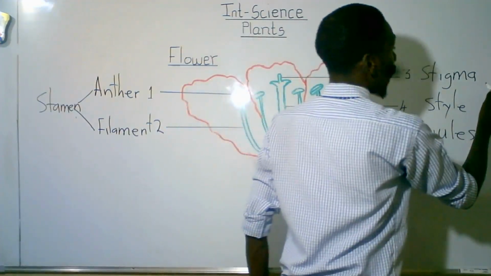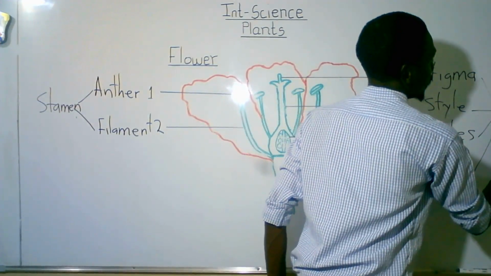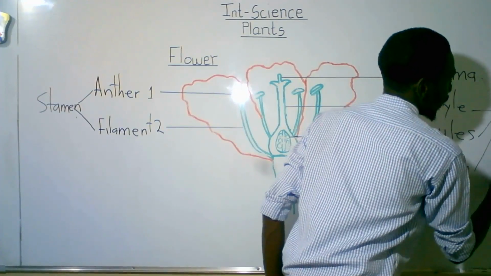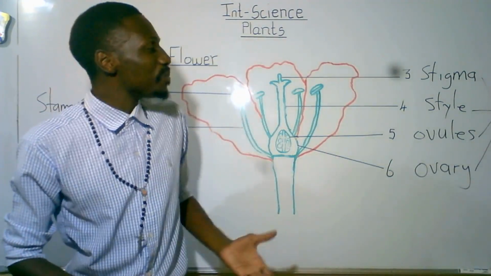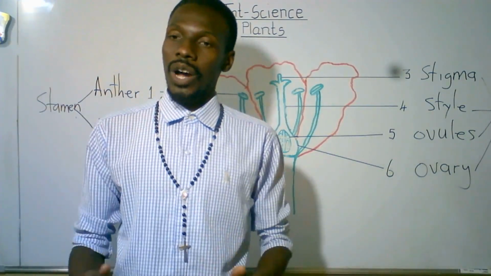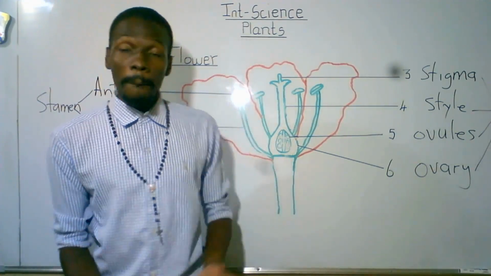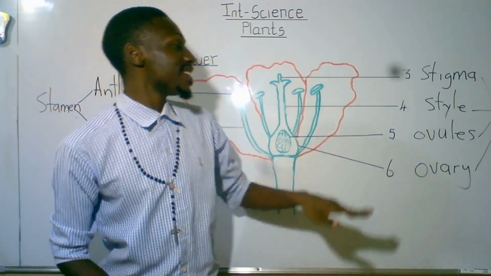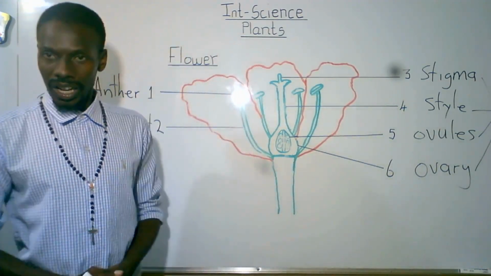So when they ask you to name the female part of the flower, we say that the female part of the flower is known as the pistil or the carpel. The carpel comprises the stigma, the style, the ovules, and the ovary. These are the major parts of the flower.